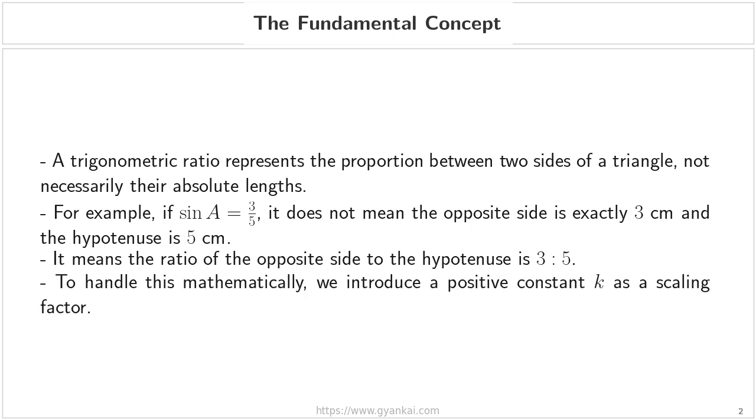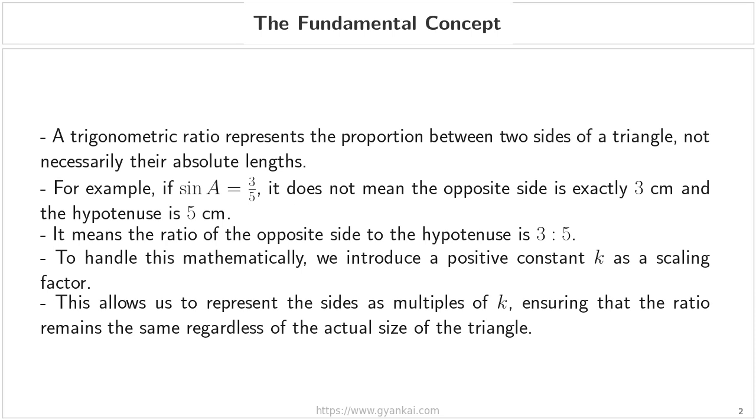To handle this mathematically and avoid any confusion, we introduce a positive constant, which we'll call k, to act as a scaling factor. By doing this, we can represent our sides as multiples of k. This allows us to account for any possible size of the triangle, while ensuring that the underlying ratio remains exactly the same. This concept of using k is what we will apply in the step-by-step procedure in the next slide. Now that we've introduced our topic, let's dive into the fundamental concept that makes this entire method work.